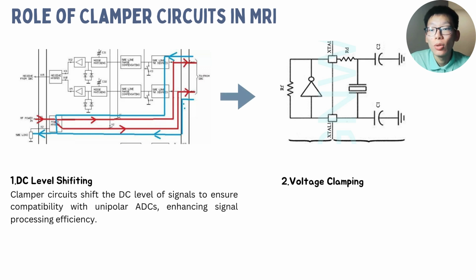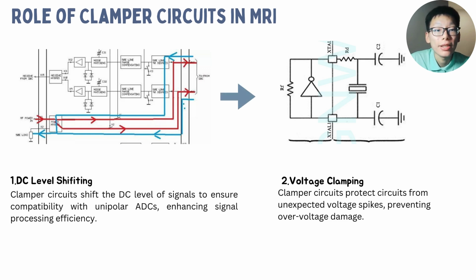Then we will take a look at the role of clamper circuits in MRI. On the left of the picture is a circuit in the MRI system. We can see the BJT, the diode, the clamper circuit and the clipper circuits. It is so complicated, so to keep it easy, we just analyze a small part of the module, which we can see on the right of the picture. It is a very classic clamper circuit.